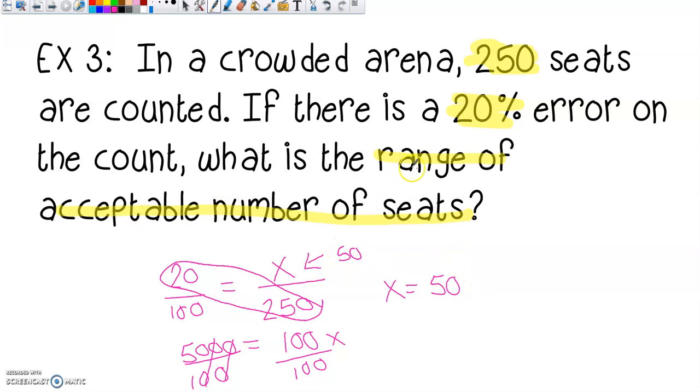That's not the whole answer though, because it says the range of acceptable number of seats. What is the range of acceptable number of seats? Well, we counted 250, so it's going to be plus or minus 50 seats either way. So the range, if I add 50, would be 300 seats. If I subtract 50, 200 seats. So we have an acceptable range with a 20% error of 200 to 300 seats.